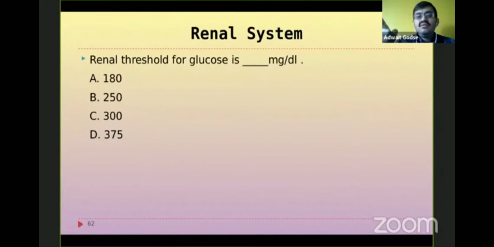Let's move. Yes, this is a very favorite multiple choice question. Renal threshold for glucose is 180 milligram per deciliter. Whenever blood sugar goes beyond 180, glucose starts appearing in urine. Whenever it goes above 375, kidneys can no longer reabsorb glucose, and this is called the transport maximum of glucose. Two important concepts: renal threshold is 180, transport maximum for glucose is 375 milligram per deciliter.